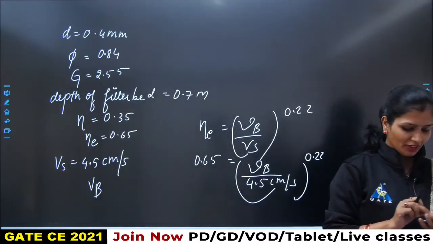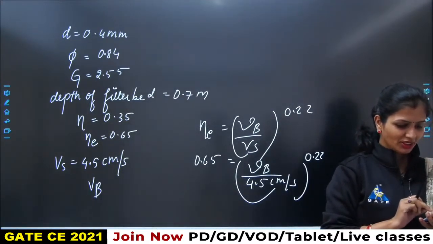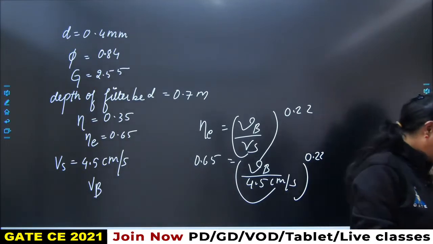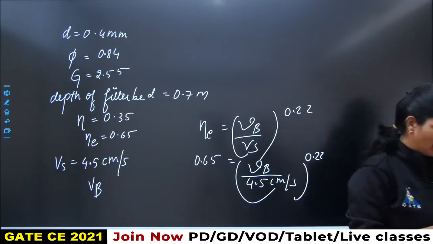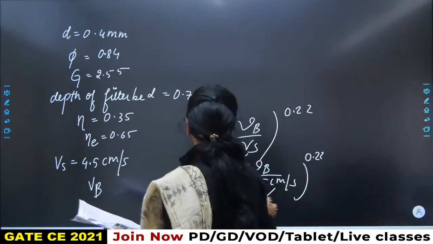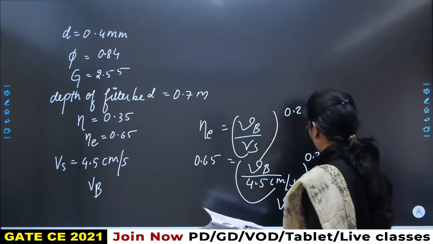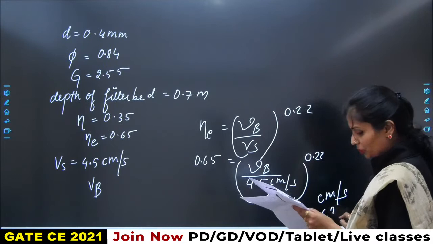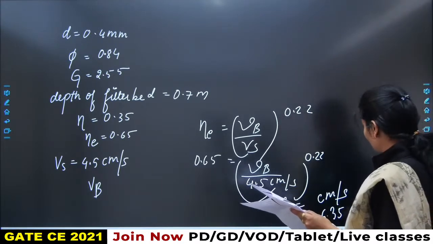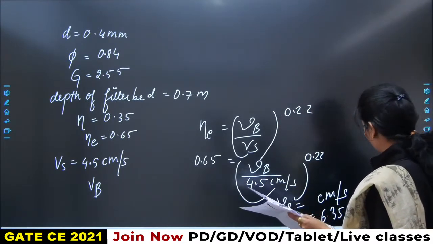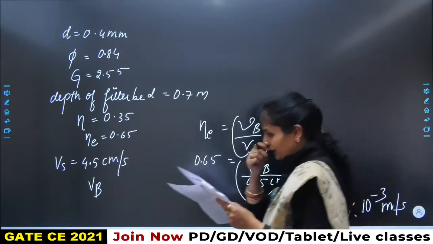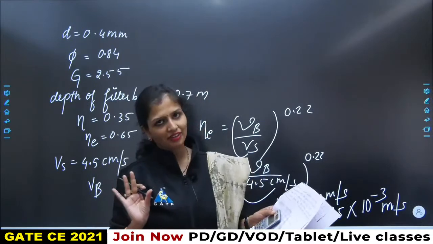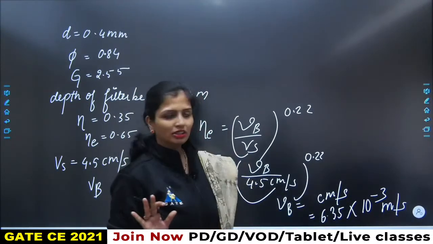Clear? And if you want it in meters per second, what will you do? You will multiply by 10 raised to power -2. So you will get 6.35 into 10 raised to power -3. Here you get it in centimeters per second, but you multiply by 10 raised to power -2, and you get 6.35065, something like that, into 10 raised to power -3 meters per second. Clear? So if you see the answers, the clear-cut option is C, that is 6.35 into 10 raised to power -3 meters per second.